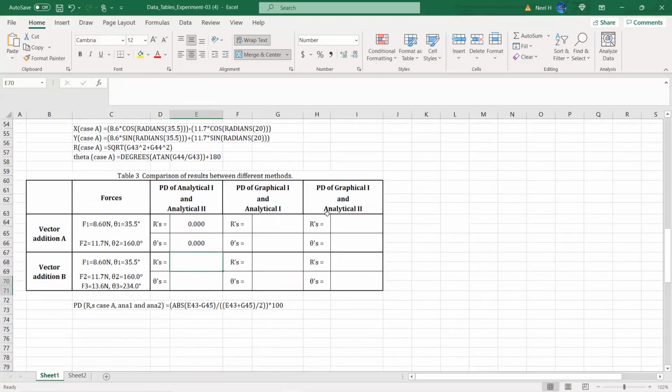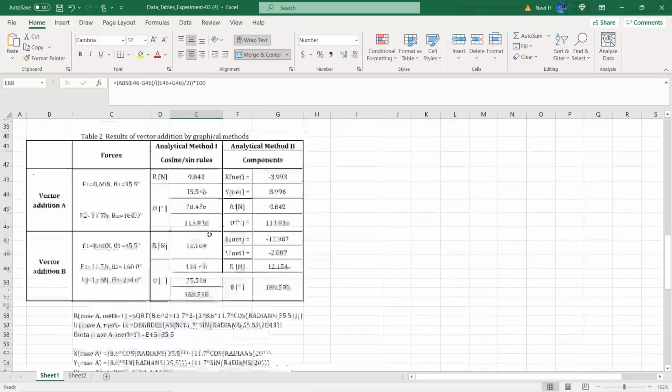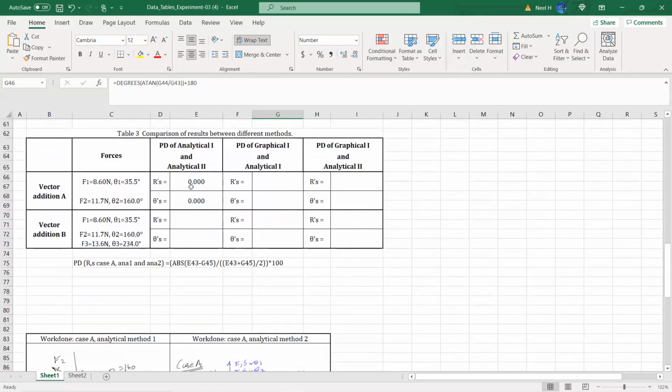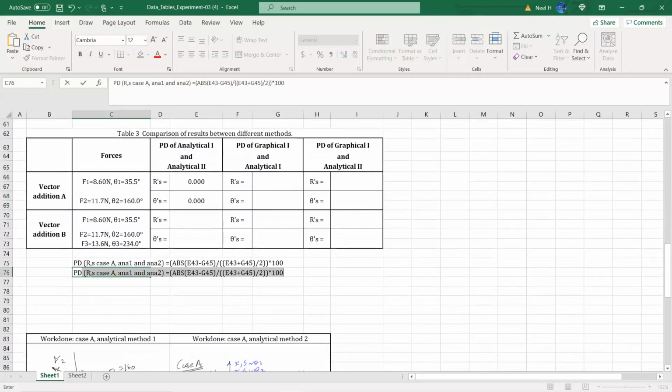Okay, now that is also 0. The reason is the 2 numbers are extremely close, down to the 4th decimal place, it's exactly the same. It's an analytical calculation, both are calculation methods, so we don't expect much difference, okay? That's totally fine, but you need to show that function, okay? Don't just put the 0 there, just calculate that, okay? PD, we can say thetas.